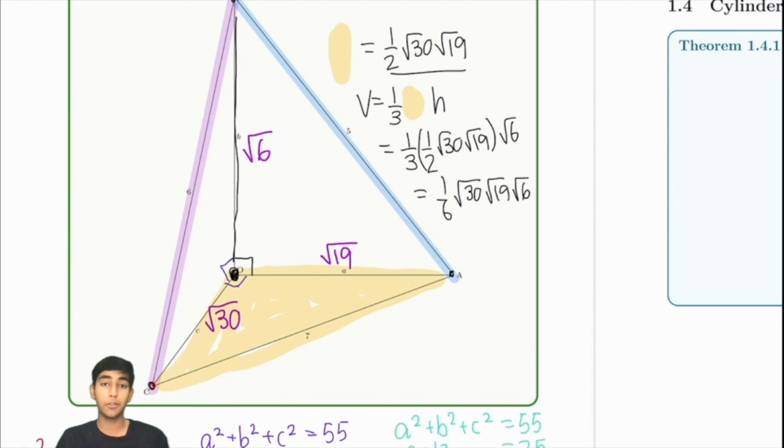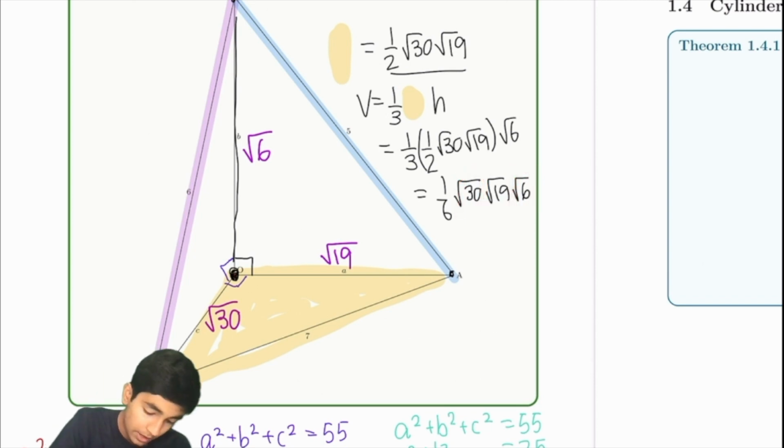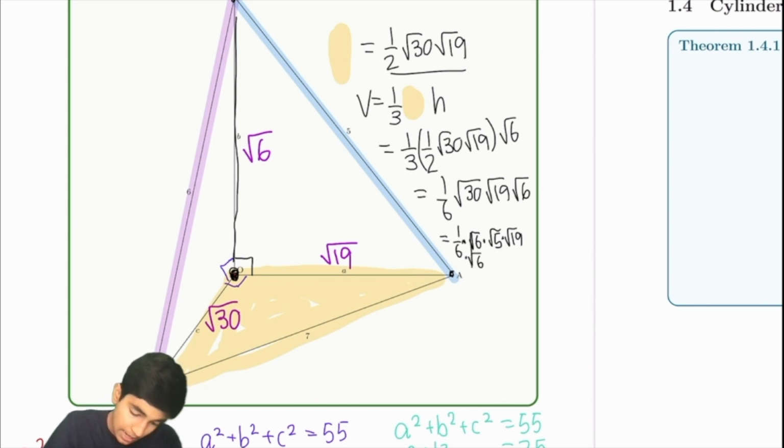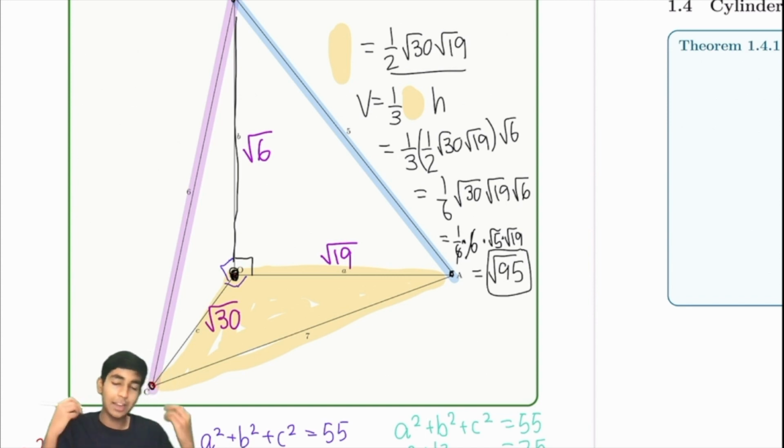Now, this is not simplified fully. Notice that we can simplify the square root expression. Root 30 has a factor of root 6. So we can rewrite this as 1/6 times root 6 times root 5 times root 19, and then times root 6. But then root 6 times root 6 is just 6, so this becomes 6 over here. 6 cancels. We're left with root 5 times root 19, which is root 95. And that's our final answer, root 95, the volume of this tetrahedron.